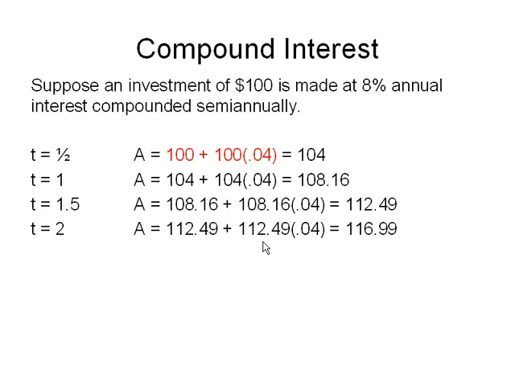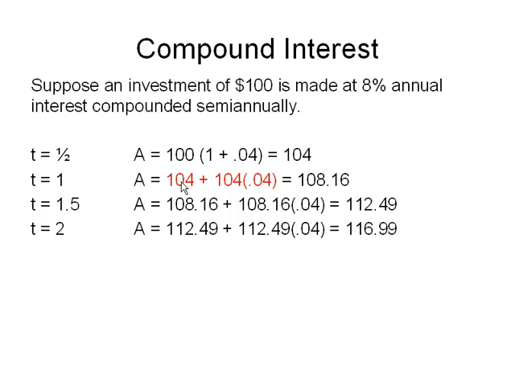So let's take a look at that first term again. It's 100 plus 100 times 0.04. If we factor out that 100, that's the same as 100 times 1 plus 0.04. This is just a little bit more convenient way of writing it.